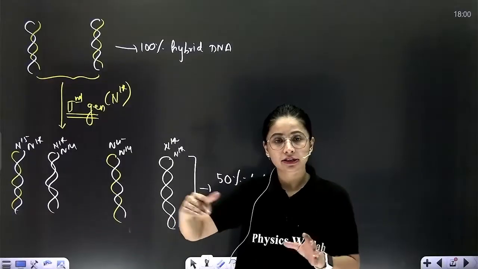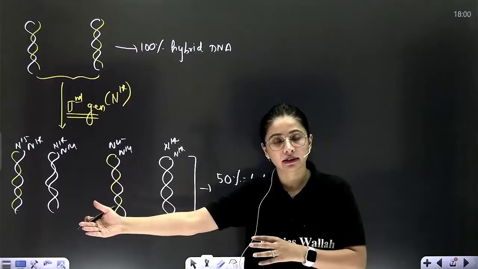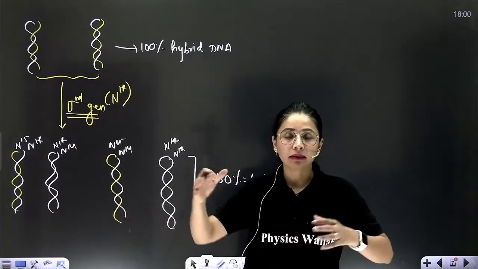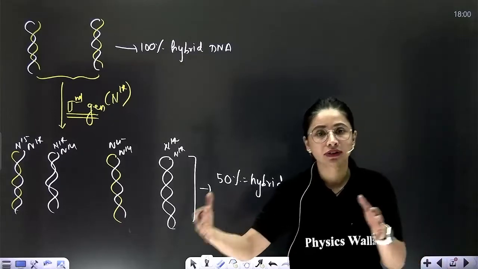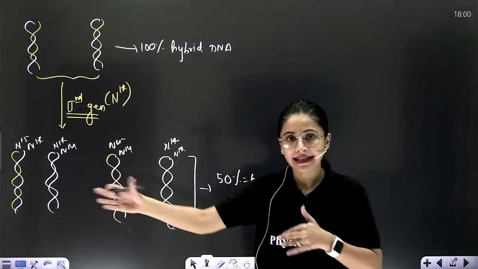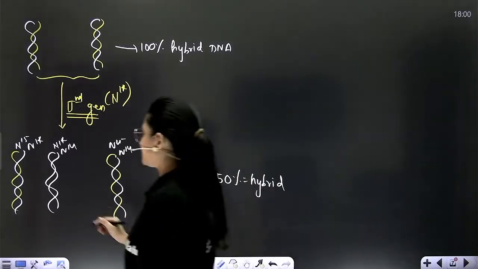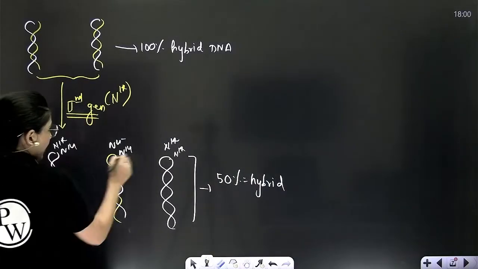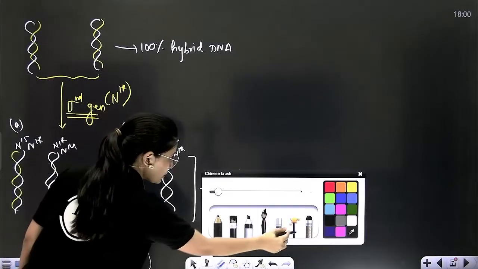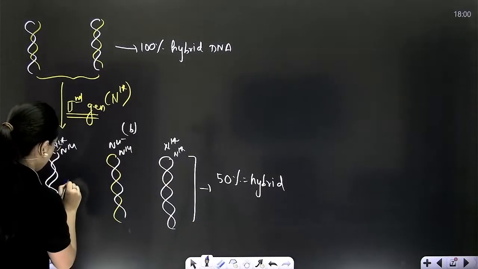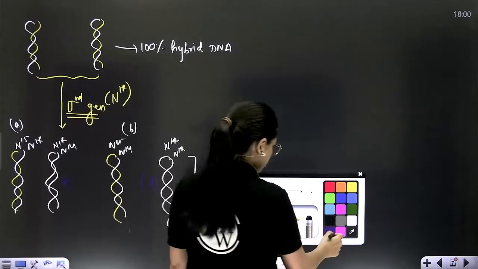So automatically, slowly and steadily, with each round of replication, with each round of generation, what will happen? The amount of heavy strand of DNA will keep on reducing and the amount of light DNA strand will keep on increasing. So the number has reduced from 100 to 50% hybrid. See, this is hybrid and this is hybrid. Now these two, the ones which you see in the middle, this one and this one, C and D, which I have written. Oh God, it's not visible, I think.